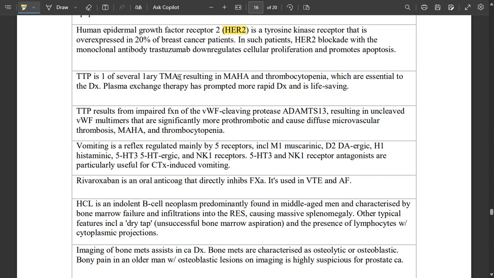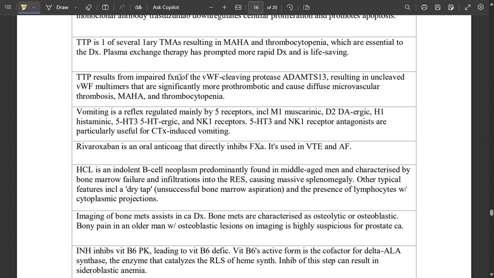Plasma exchange therapy has promoted more rapid diagnosis and is life-saving. So for plasma exchange therapy, the plasma from those patients with thrombotic thrombocytopenic purpura, where there are decreased platelets and more chance of thrombus formation, is taken out and healthy plasma is given. So this is more rapid. It helps a more rapid diagnosis and is life-saving as well.